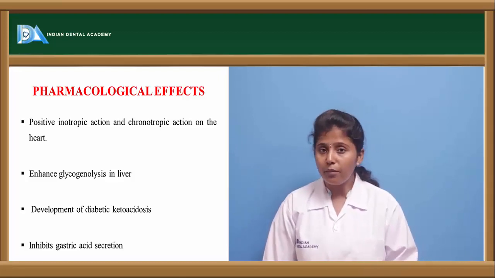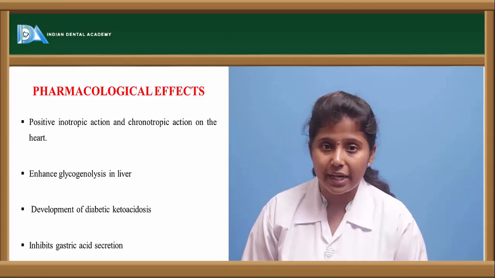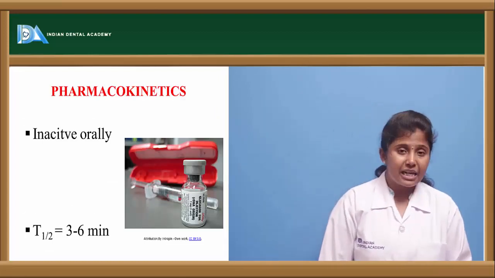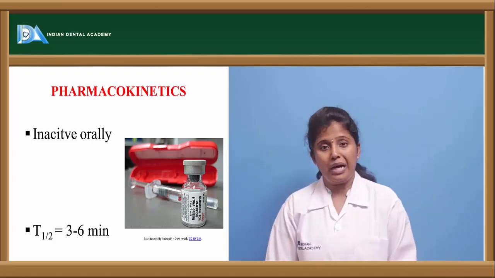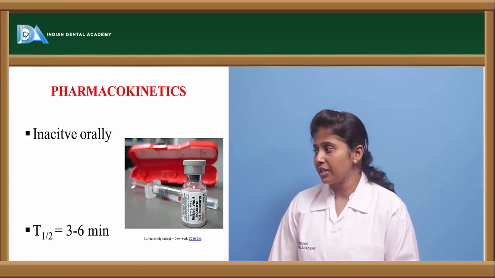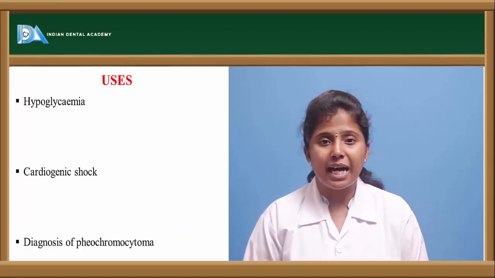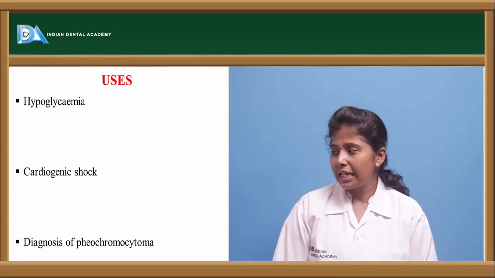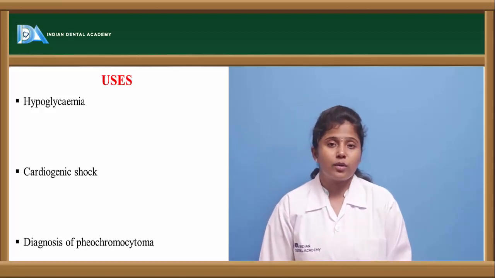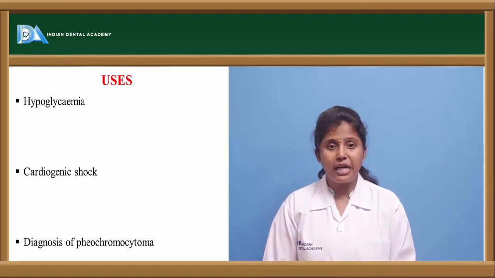If glucagon action is more, then it promotes diabetic acidosis. Ketone bodies are formed more in this condition, and it inhibits gastric acid secretion. Glucagon is inactive orally, and it is preferred through the IV route. The T-half of glucagon is about 3 to 6 minutes. It is mainly used to treat hypoglycemic conditions and cardiogenic shock, and it is used in the diagnosis of pheochromocytoma. This is a condition where there occurs inflammation of the adrenal gland.